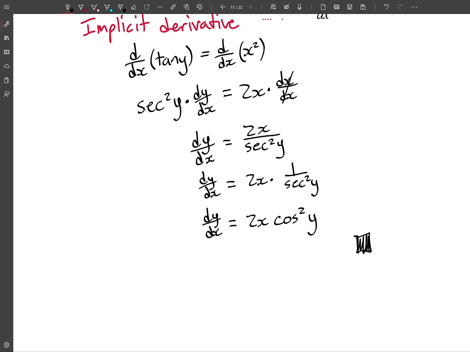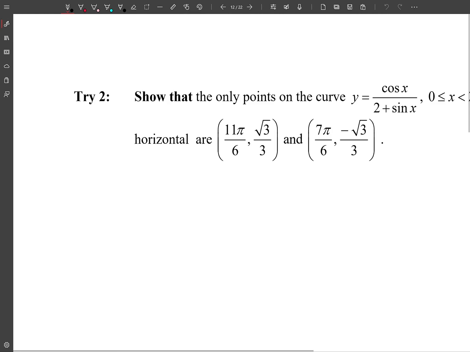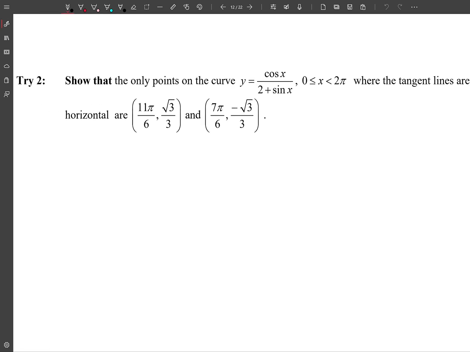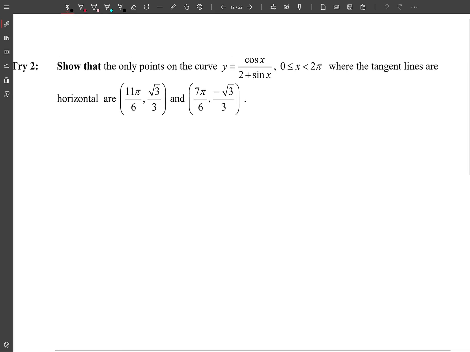Now for the big one. So our last problem is more of an actual problem. We're going to be showing that the only points on the curve y is equal to cosine x over 2 plus sine x from 0 to 2 pi, where tangent lines are horizontal, are 11 pi over 6, comma root 3 over 3, and 7 pi over 6, comma negative root 3 over 3.